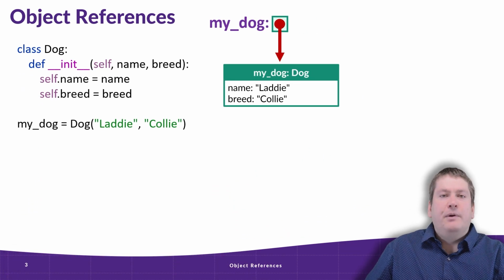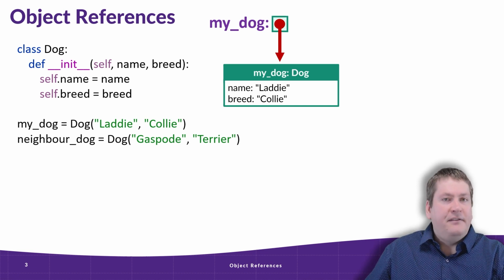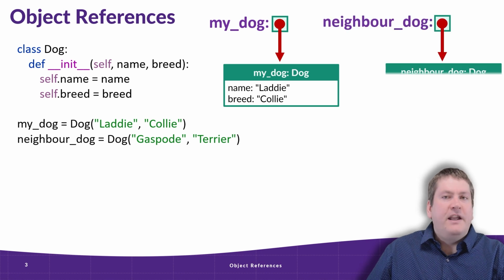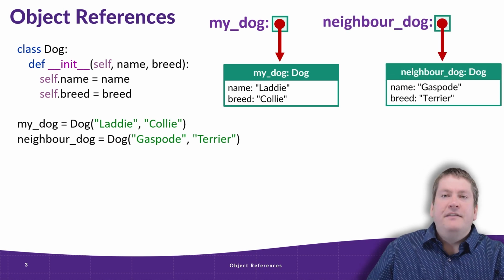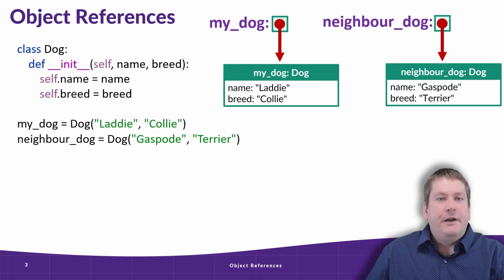Now, to make this a little bit more interesting, what we can do is create another instance. In this case, we're creating a second instance of Dog for a dog named Gaspode, and he is a terrier. And the reference to this is going to be stored in a variable called neighbor_dog. In this case, neighbor_dog is going to point to where this is located in the computer's memory, and that is going to have an instance attribute name of Gaspode and an instance attribute breed of terrier.